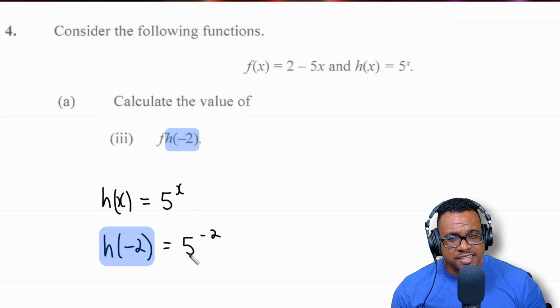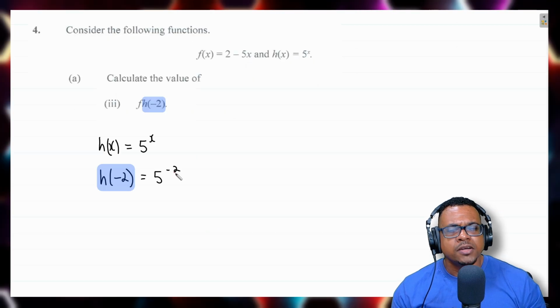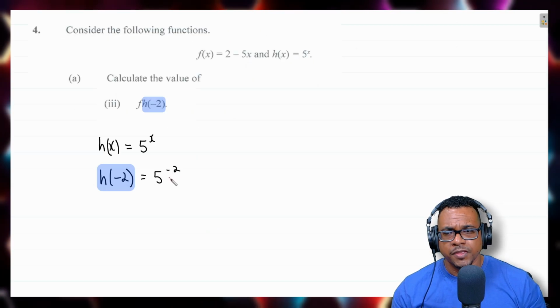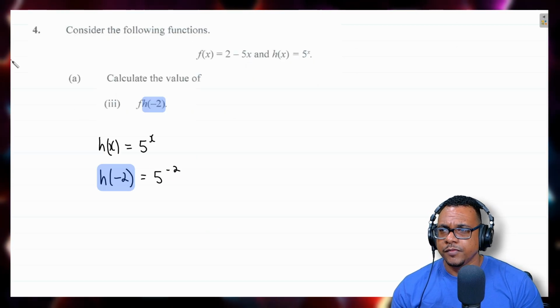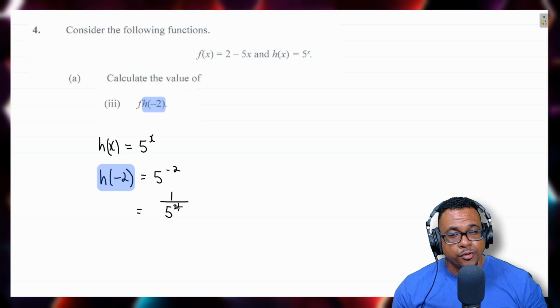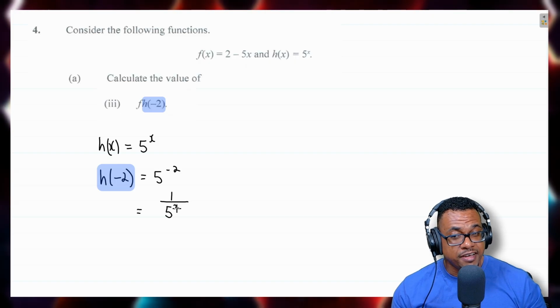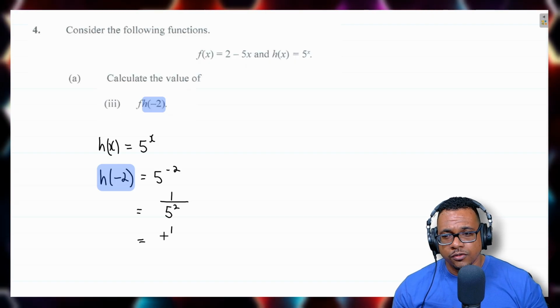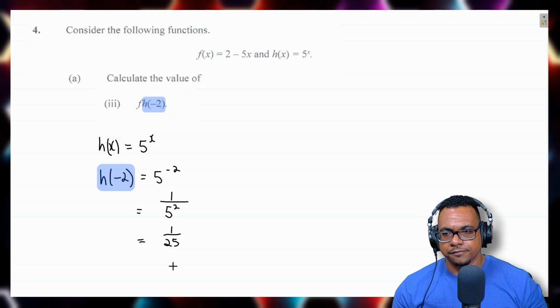Now we could use the calculator in paper 2 to work out the value of 5 to the power of negative 2. But I'm going to use the laws of indices here. So we have the negative power. We know that will be 1 over 5 to the power positive 2. And 5 to the power 2, that's 5 squared, that'll be 25. So we have 1 over 25.